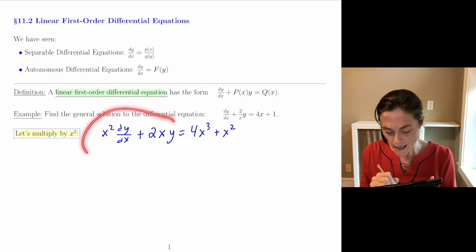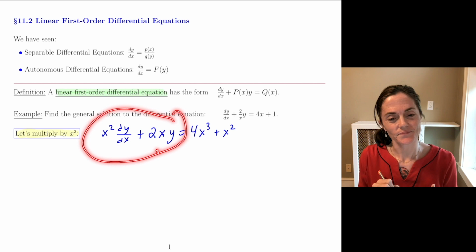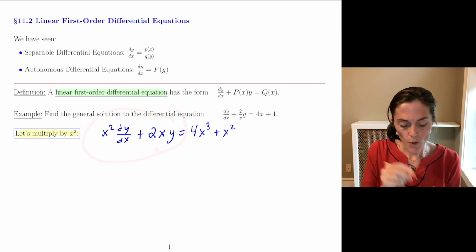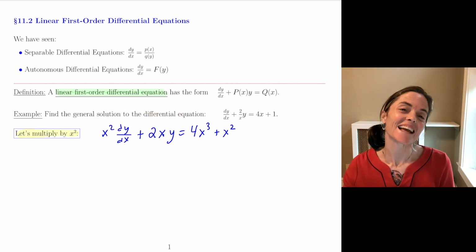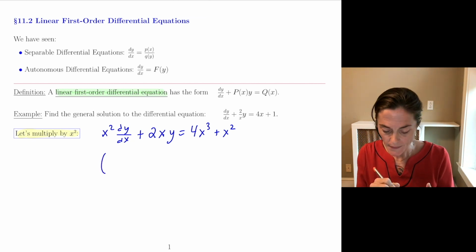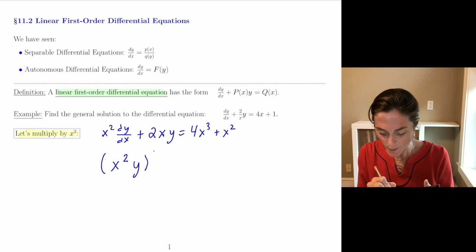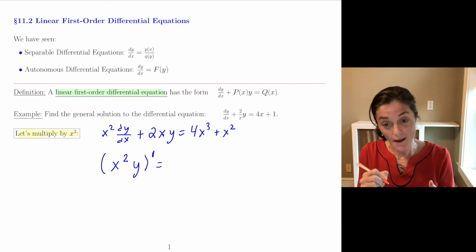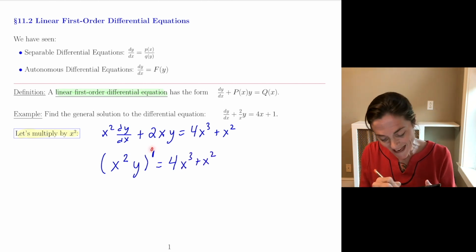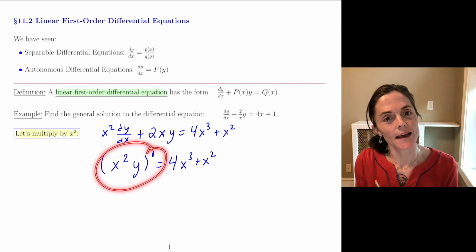Okay, if you stare at this, we see something here. What I see is product rule. So if you don't see that, let me write it and then we can verify. The left-hand side is x squared y prime. And I'll just recopy the right-hand side, 4x cubed plus x squared. Now, why is this my left-hand side?